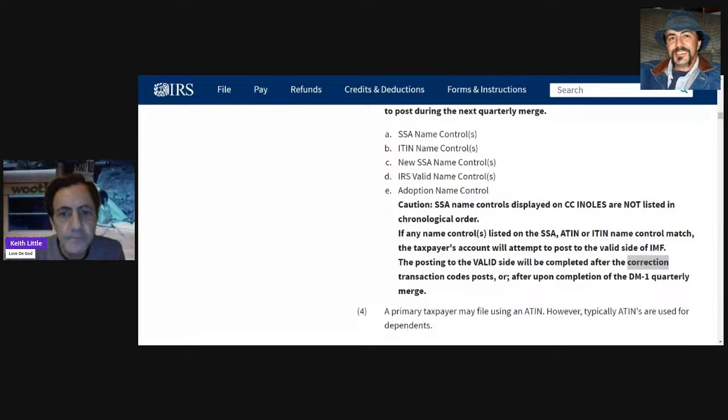So the next thing I want to talk about. Let's see, what was it? Let me see my notes here. It says here, correct all individual master file, IMF entity account issues using the instructions contained in this handbook in order to establish, change, maintain, and or perfect individual taxpayer accounts.